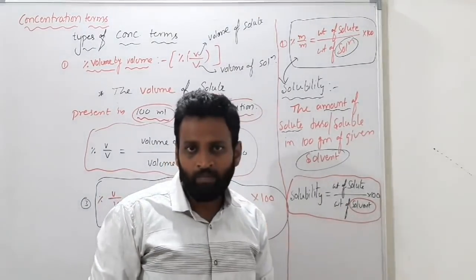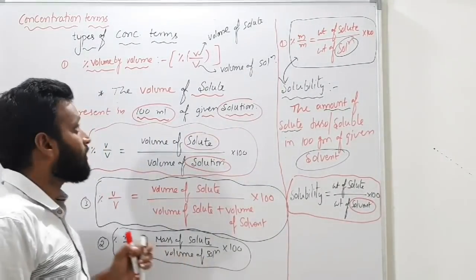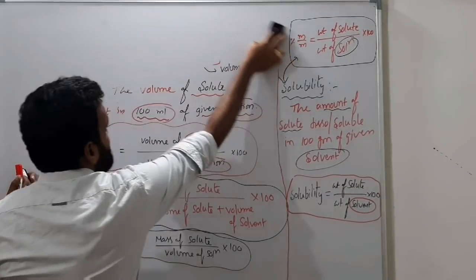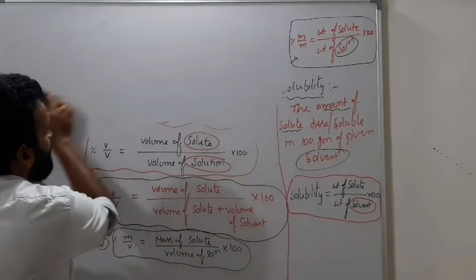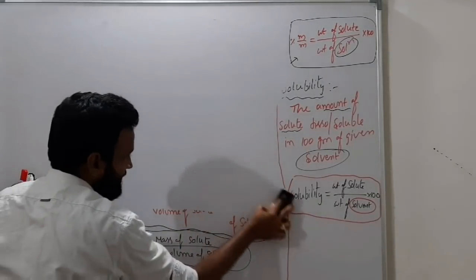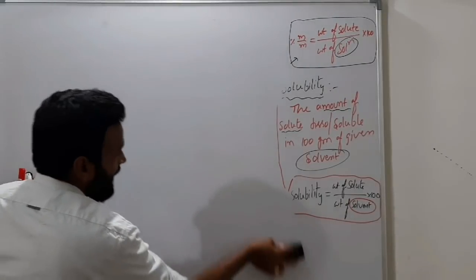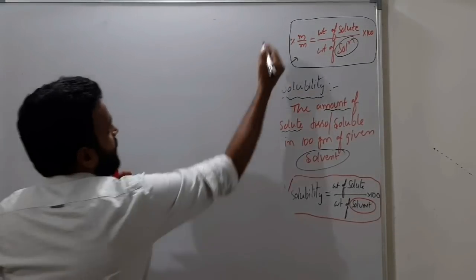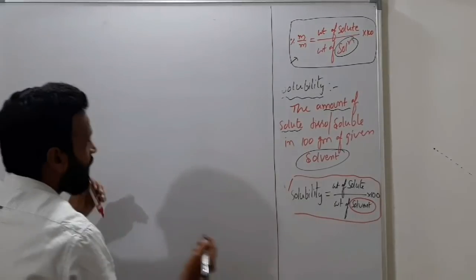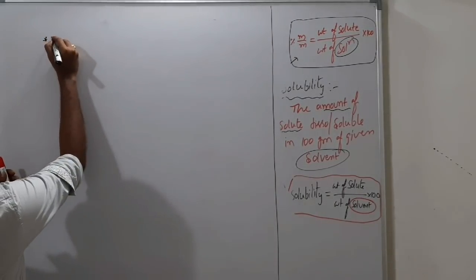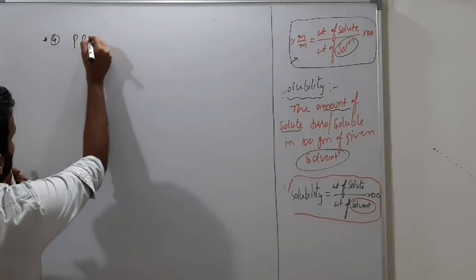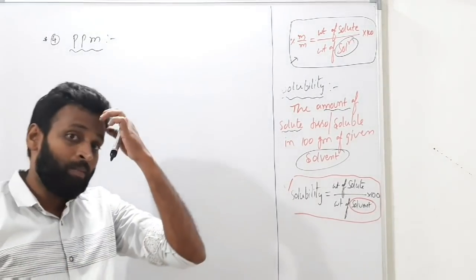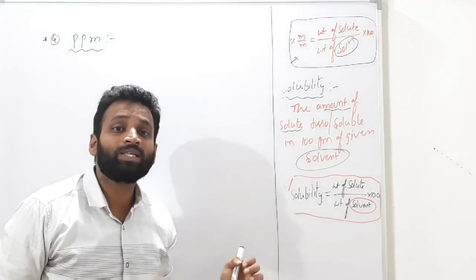Thank you very much. Till now we discussed three concentration terms in terms of percentage: percentage weight by weight, percentage weight by volume, and percentage volume by volume. Just have a look at one more concentration term, the fourth one, ppm. In the name itself you have ppm, parts per million. What is that? Parts per million, ppm.